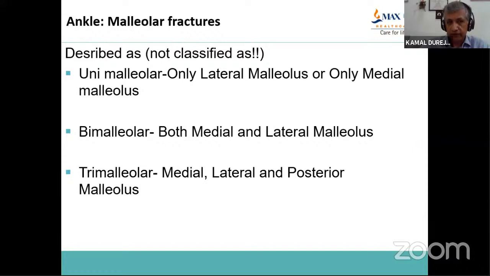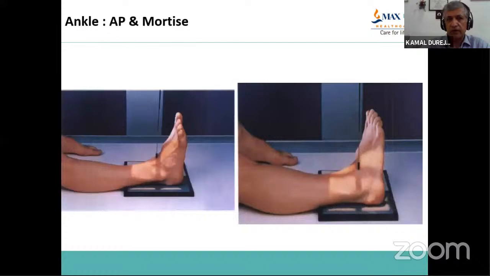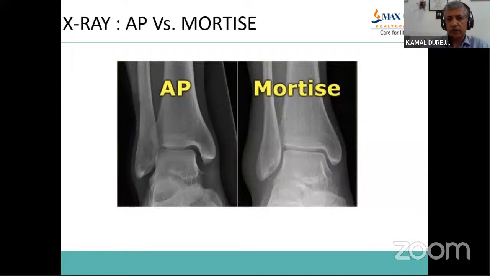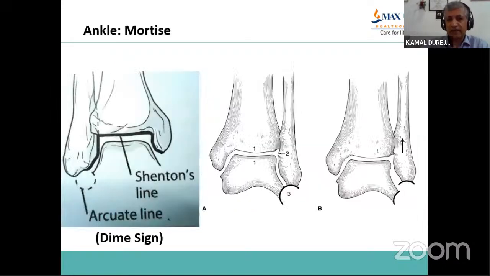Coming to malleolar fractures, of course, we describe them as unimalleolar, bimalleolar, or trimalleolar, but what we are doing for them is routine AP and lateral views, and we are also adding a special view called a mortise view. This mortise view is taken in 20 degrees internal rotation, and this is how the AP and mortise views look. In the mortise view, we are looking at Shenton's line and the arcuate line.